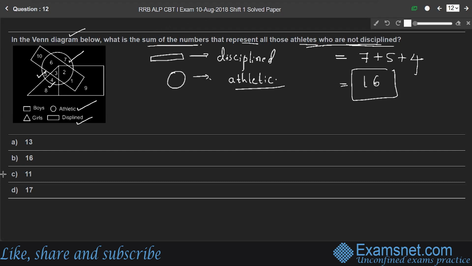In that, some are boys, some are girls. The girls are 4 here. In the rectangular portion, the number of girls is 4, and the remaining in the square portion, the number of boys is 2, but they are disciplined. Whereas one boy, who is not an athlete, and 9 also. So the 9 boys are not athletes. 7 are not disciplined, and also 5 and 4 are not disciplined. Totally 16 athletes are not disciplined athletes. Option B is the right answer.